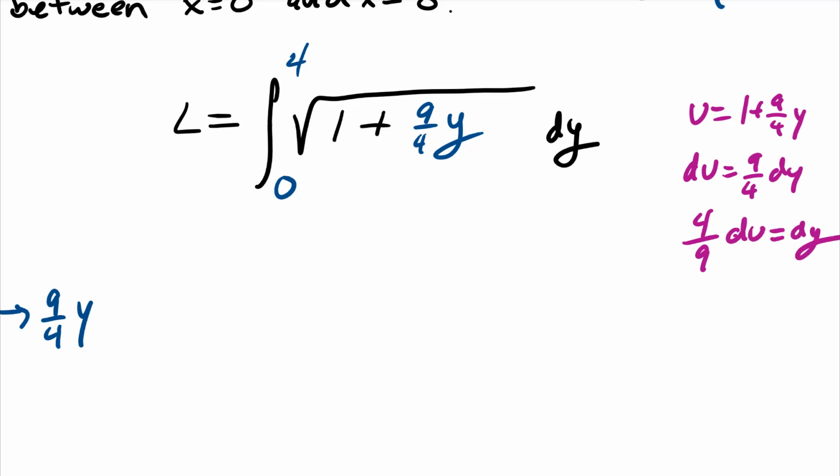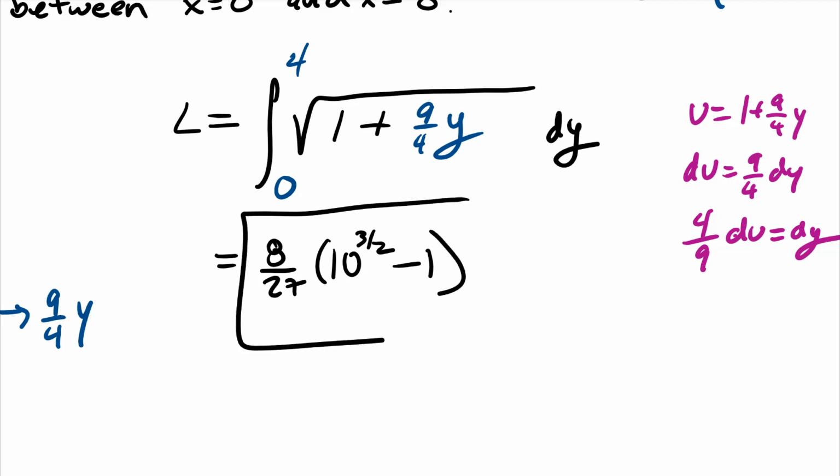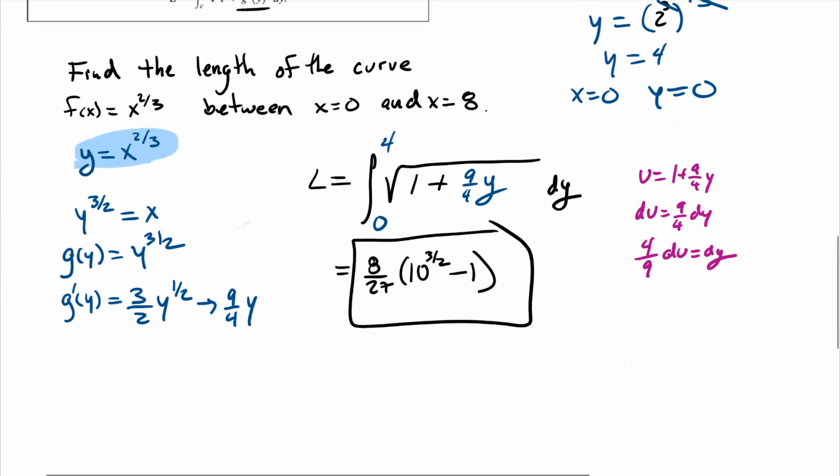We go through and do the substitution. But this is the exact same problem at this point that we did in the second video, where this is just going to turn out to be, what is this? Sorry, give me just a moment. That's going to be 8/27 times (10 to the 3/2 power minus 1), because we've already done this problem. It has to be cooked up. So we're looking for those 3/2 powers.